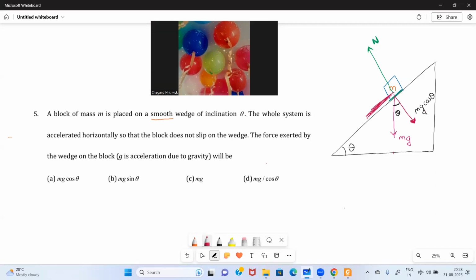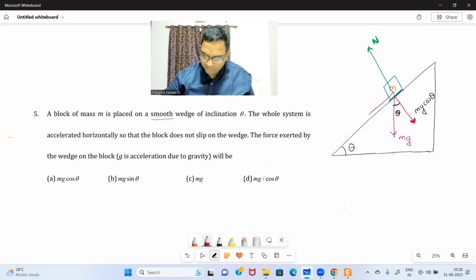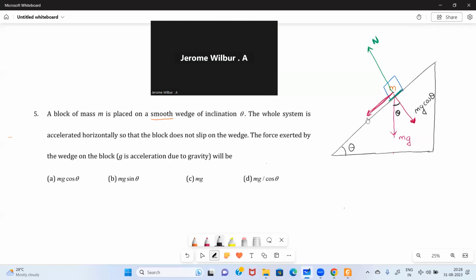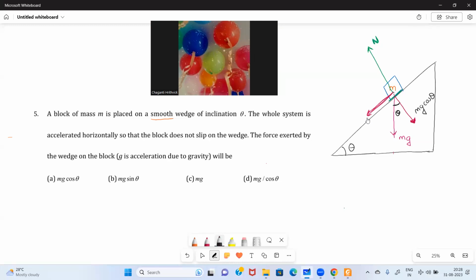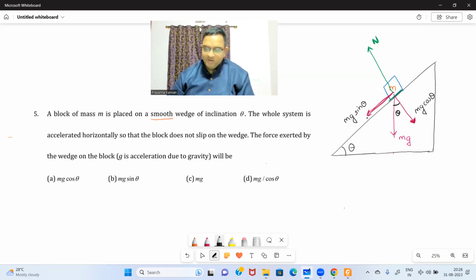One mg component is perpendicular to the plane, the other is parallel to the plane. Yes, Ritvik. What is this component? Mg cos theta. No, mg cos theta is already there. This one is mg sin theta. This you must be ready with. We must have done this several times, but I want you to be thorough with this. The moment I draw the inclined plane and the mass, you should know which is mg cos theta and which is mg sin theta. Clear?